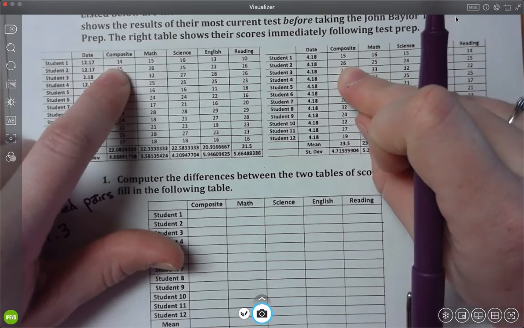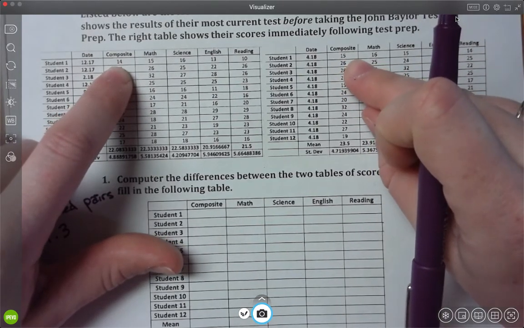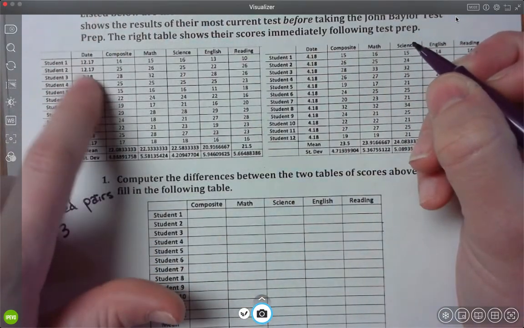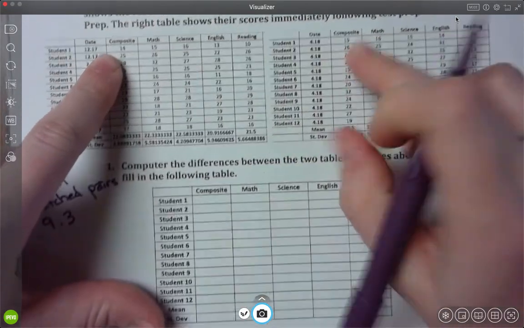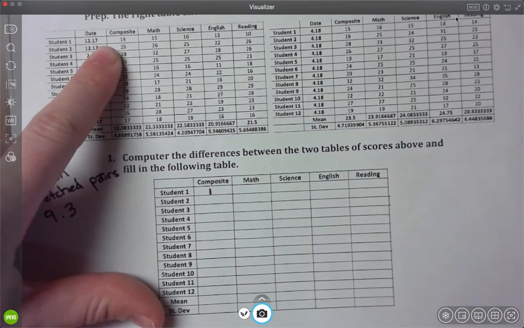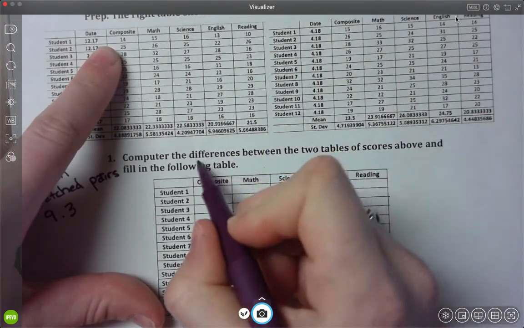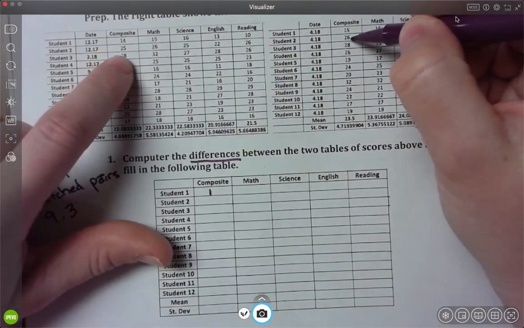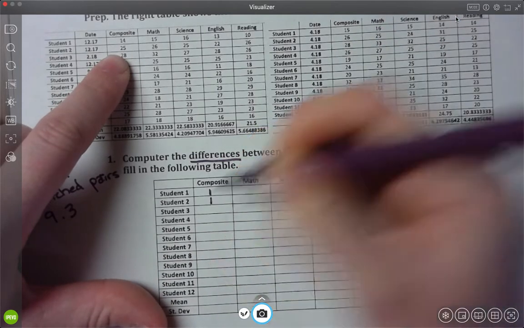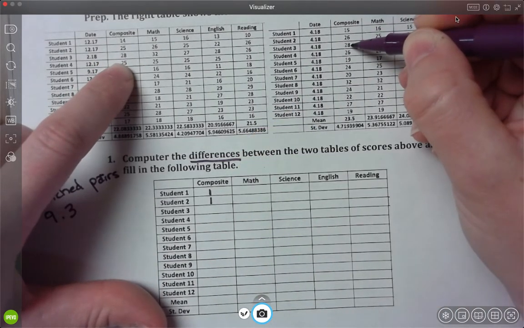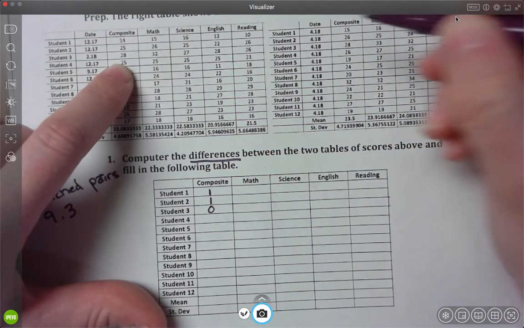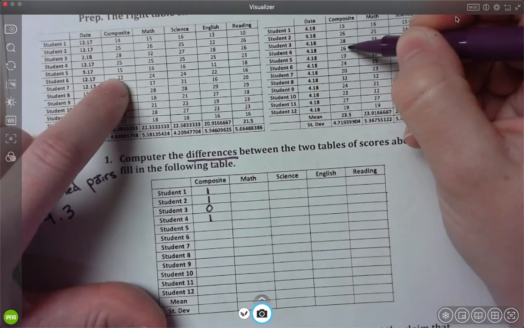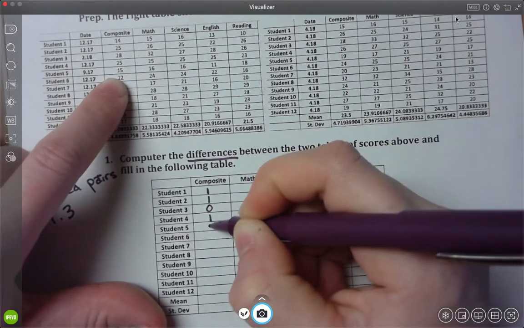For student number 1, they went from 14 to a 15 composite score, which means that I'm going to do the second one and subtract the first one. So 15 minus 14 means that they improved their score 1 point. That's the differences when we subtract them: how much did they go up or how much did they go down? This person had a 26 before and now a 25, so they went down 1. Here there was a 28 and a 28, so they did not increase at all. We went from a 25 to a 26, so that's increased by 1. 15 to 19, that was a jump of 4.